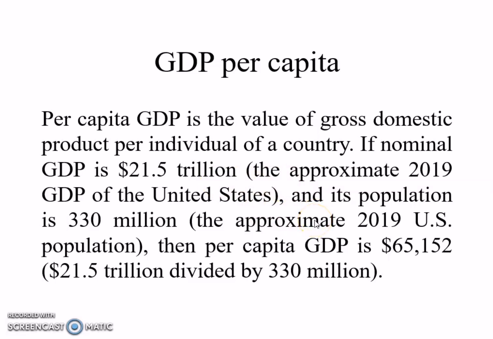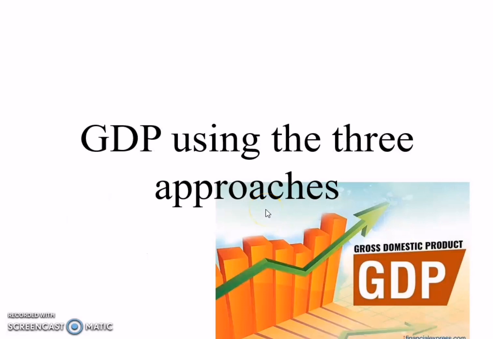Okay, and its population is 330 million. For the United States, then the approximate GDP per capita is 21 trillion divided by 330 million, which is approximately 65,000 per year. Okay, per year per person.